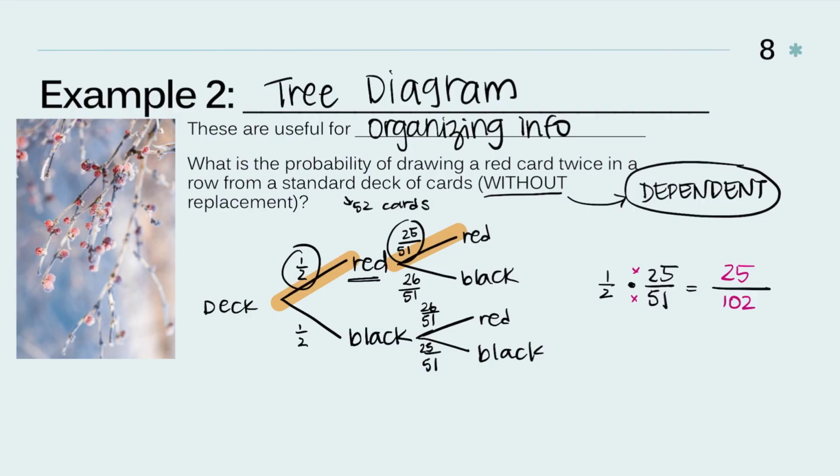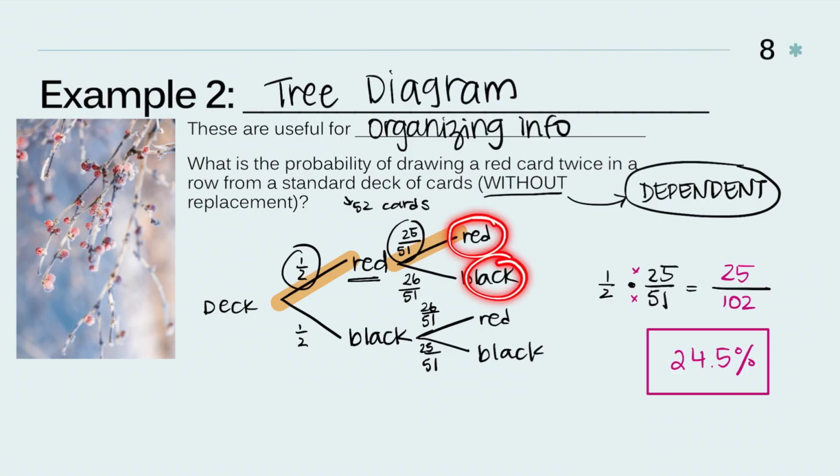And then we are going to simplify it. So even though you can't reduce the fraction, you can still make it into a decimal and fraction. So 25 divided by 102 is about 24.5%. So that would be the probability of getting 2 red cards in a row, which makes sense. You know, it's about a quarter of the chance because there's really just red or black, right? So there's like 4 kind of options happening.